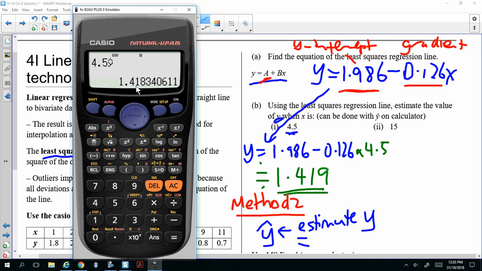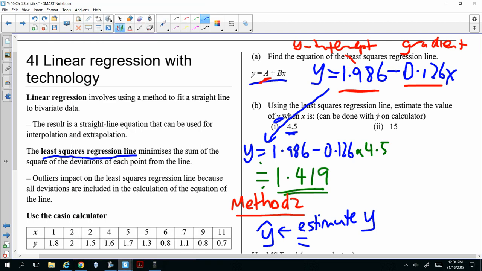Okay, so it's a bit quicker. So you get 1.4183. Yeah, 1.418. But note that I rounded the decimal earlier, so this method will give me a better estimate. 1.418. Okay, like that.